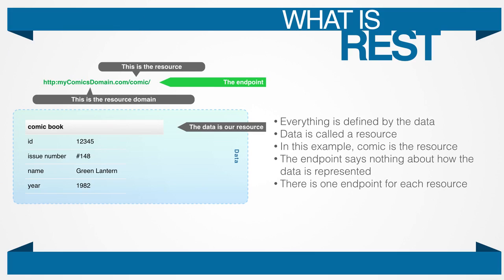The main architectural principle of RESTful systems is that everything is defined by the data. In REST, the data is called a resource. Every resource has a unique addressable location. This is represented by a web address. Just like getting a web page in your browser, getting a RESTful resource is as simple as, give me the resource at this URL. In this example, we're defining Green Lantern comics as our resource. We can ask for a single issue by adding an ID to the endpoint, in this case 148. This means the data for the Green Lantern comic number 148 is located at this endpoint.